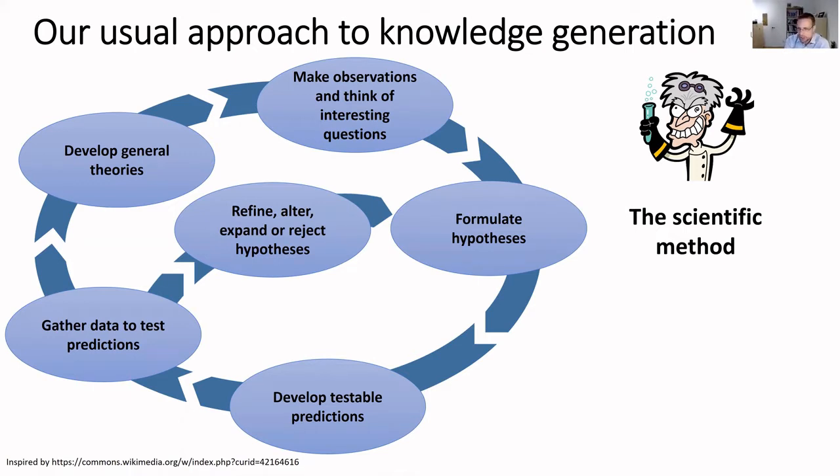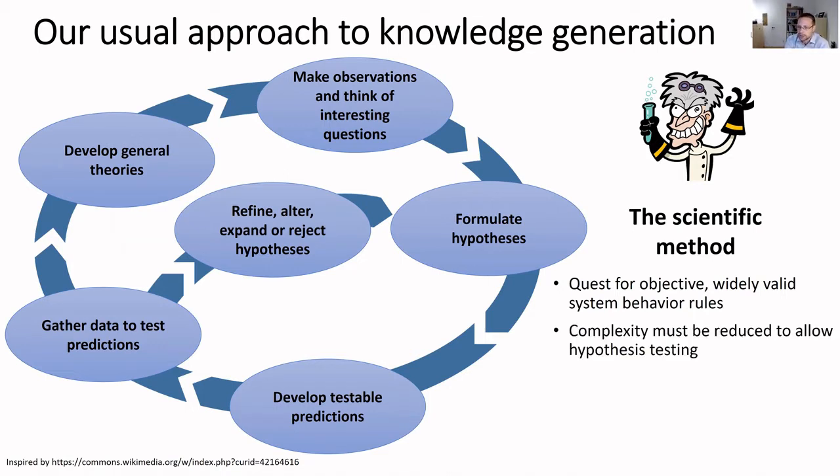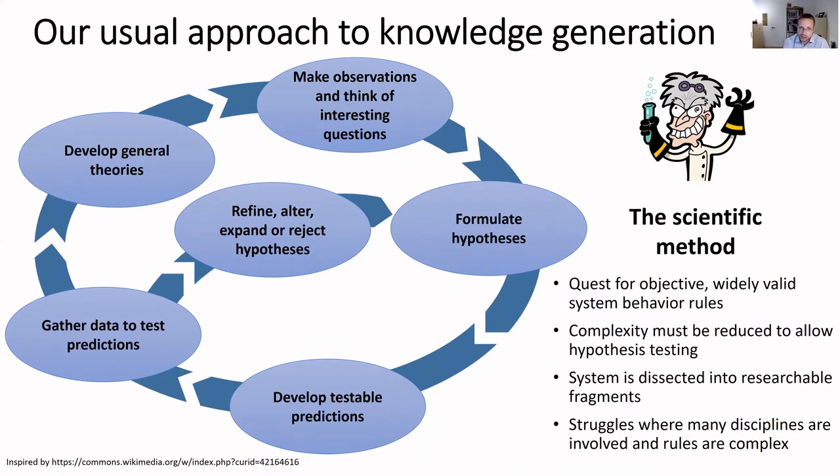It's a fantastic method and it's been super successful in many contexts, of course, but it works best in the quest for objective and widely valid system behavior rules. It requires that we reduce complexity because otherwise we can't really test hypotheses that we're setting up. And basically, if we do this in agriculture, we have to first dissect our agricultural systems into small researchable fragments. And in my view, this method really struggles where many disciplines are involved, rules are complex, which is basically always the case when we look at agriculture.